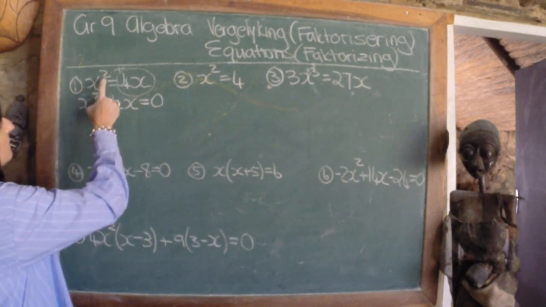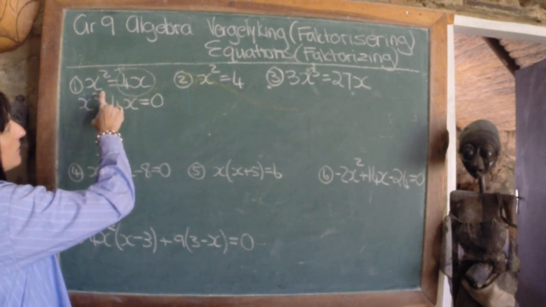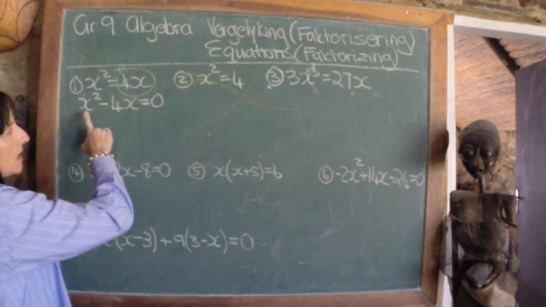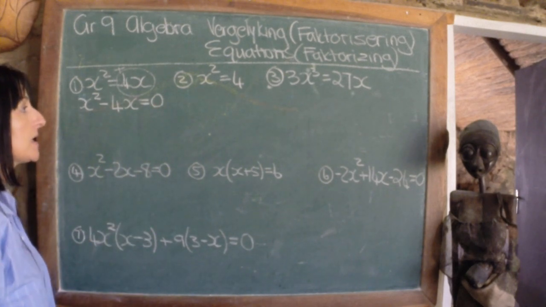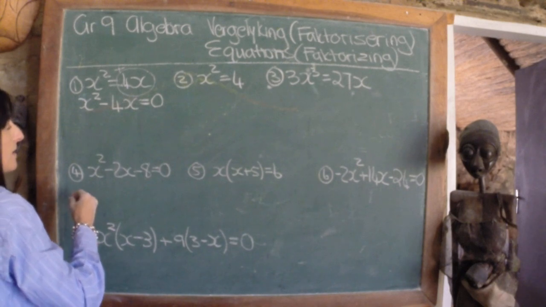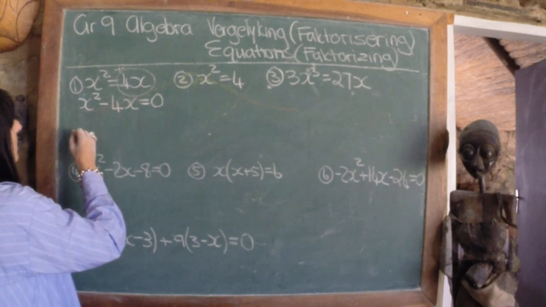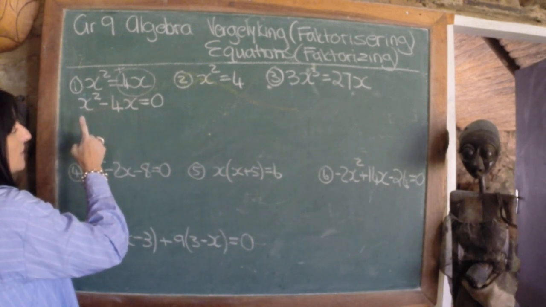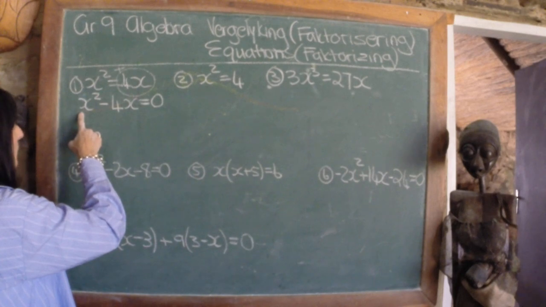When there's a square or higher power, then everything goes to the one side and I equal it to 0. Now I'm going to factorize. Factorizing starts at an HCF. So I'm taking out the highest common factor.